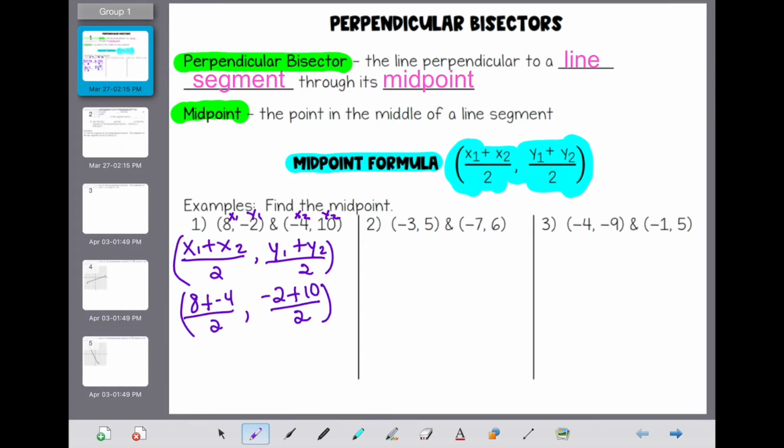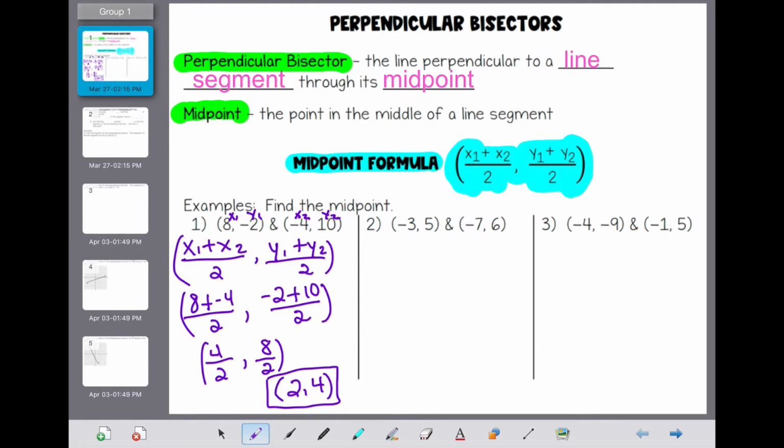And then after that, we just have to evaluate. So I have 8 plus negative 4, which would be 4. It's still over 2 because I did not divide yet. Then I have negative 2 plus 10, which is positive 8. Also over 2, and then my final step is to divide. And that makes 2, 4 my final answer. So 2, 4 is the midpoint of a line segment that has the endpoints 8, negative 2 and negative 4, 10. So I didn't even really explain that before, but these points that they're giving you for your examples, they are the endpoints of a line segment.